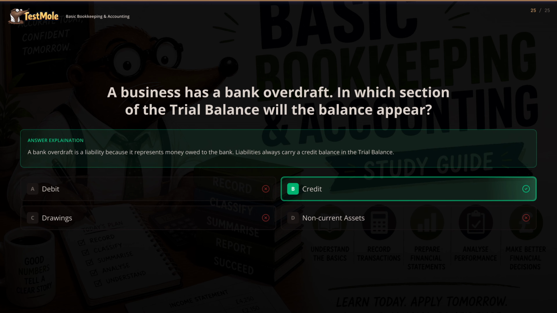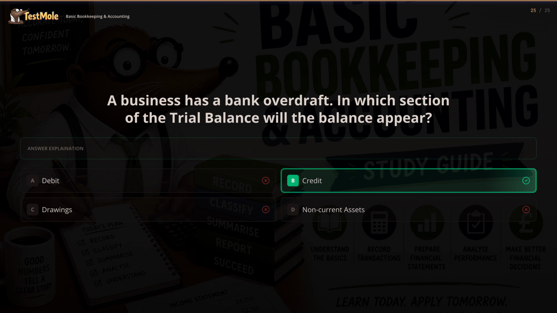A bank overdraft is a liability because it represents money owed to the bank. Liabilities always carry a credit balance in the trial balance.